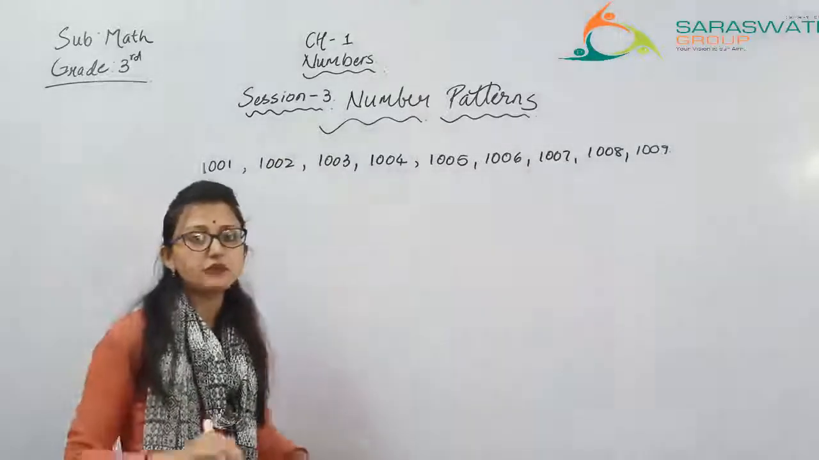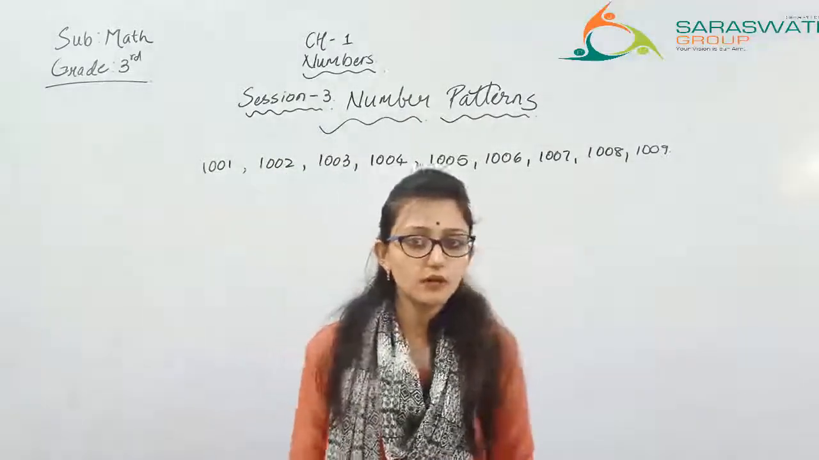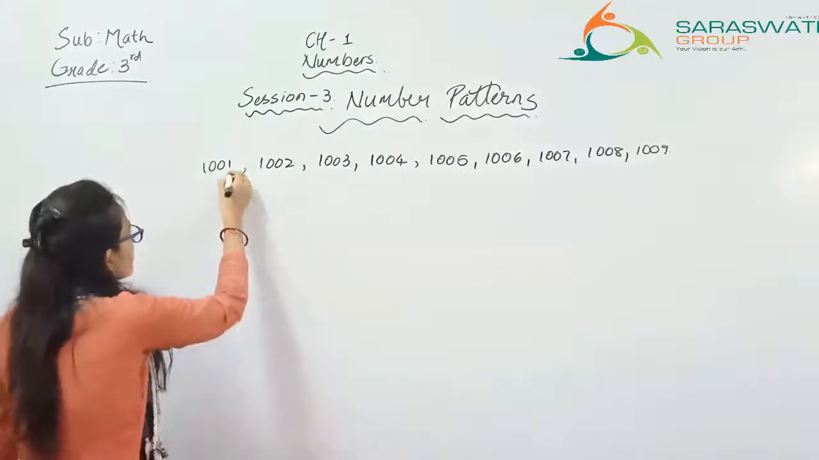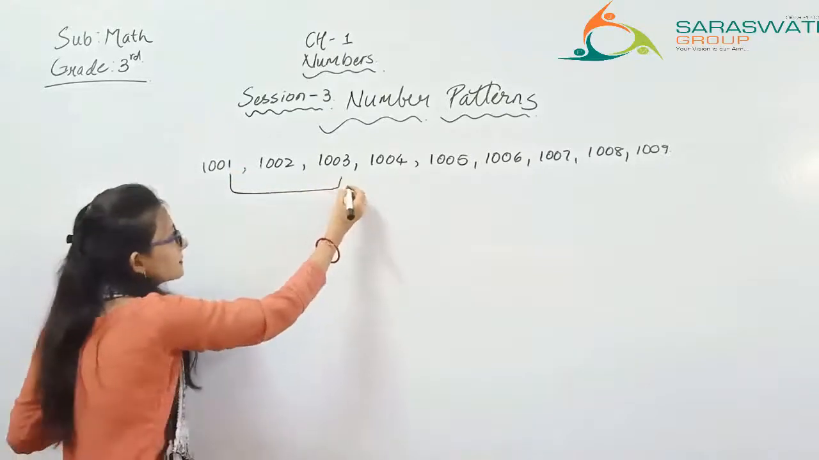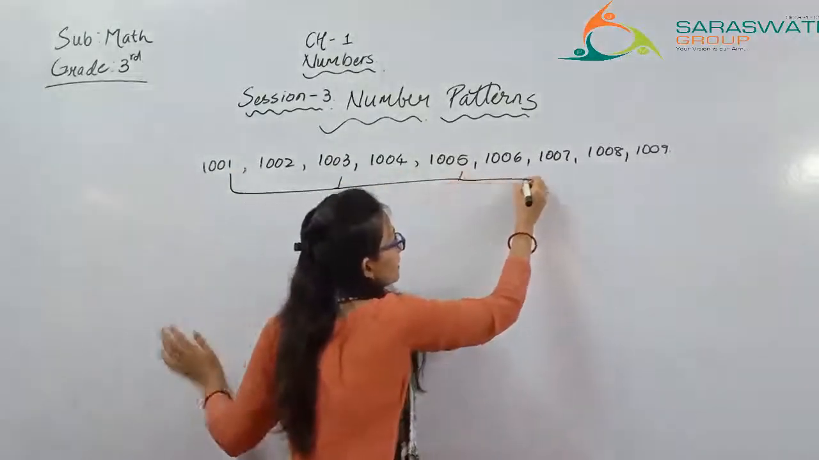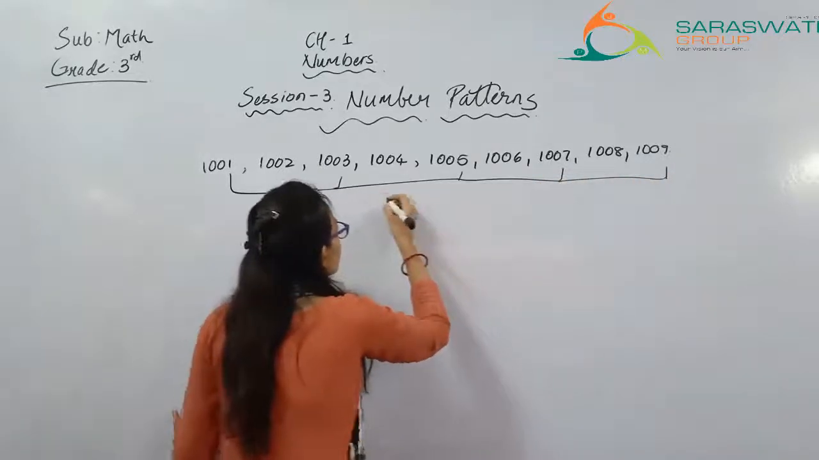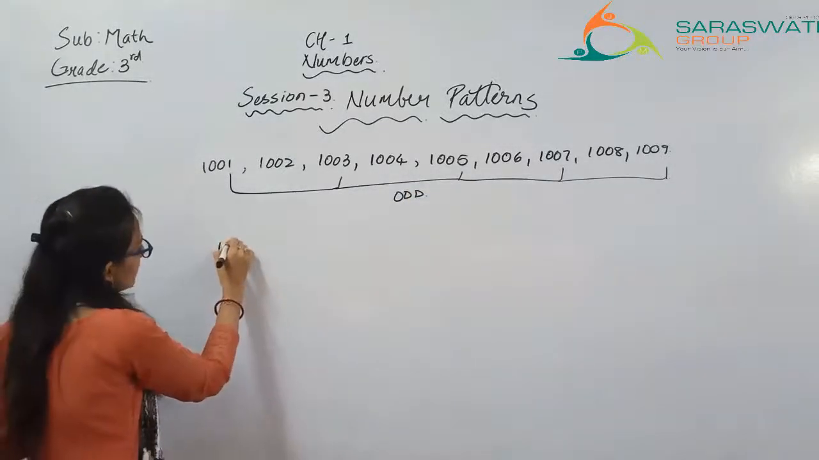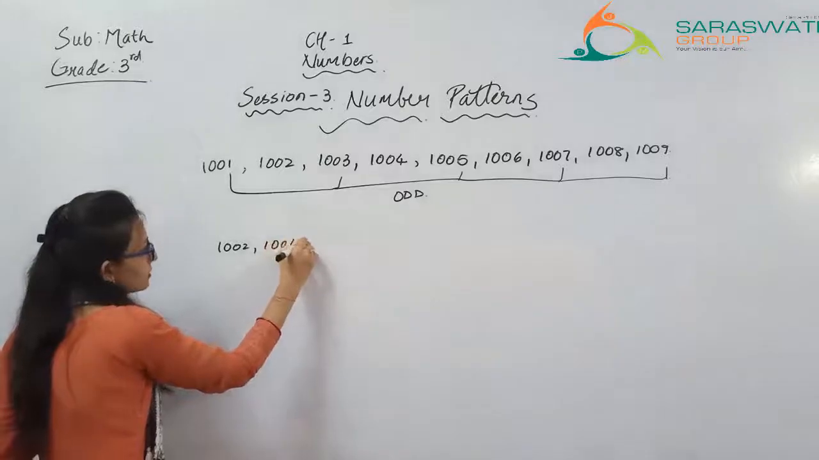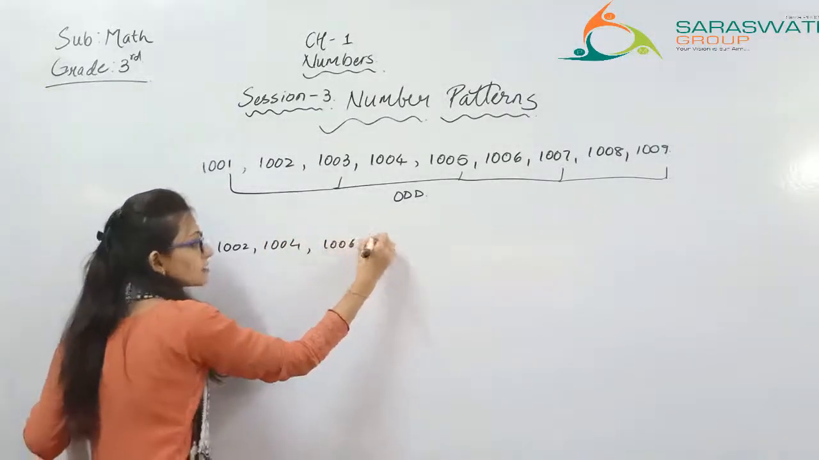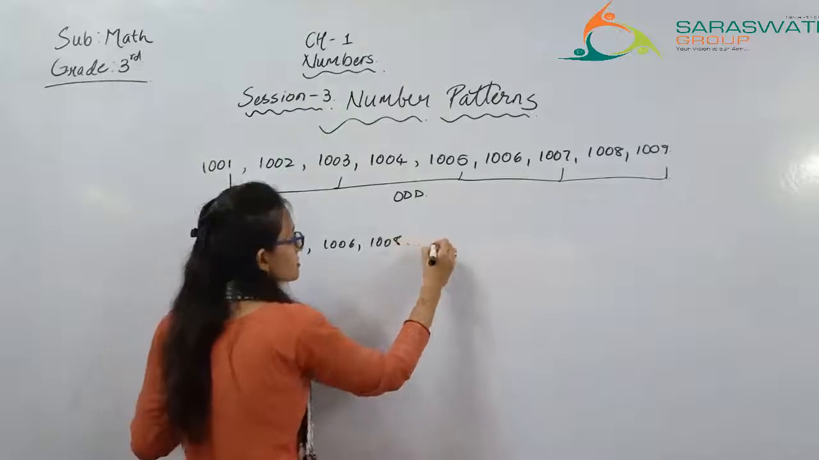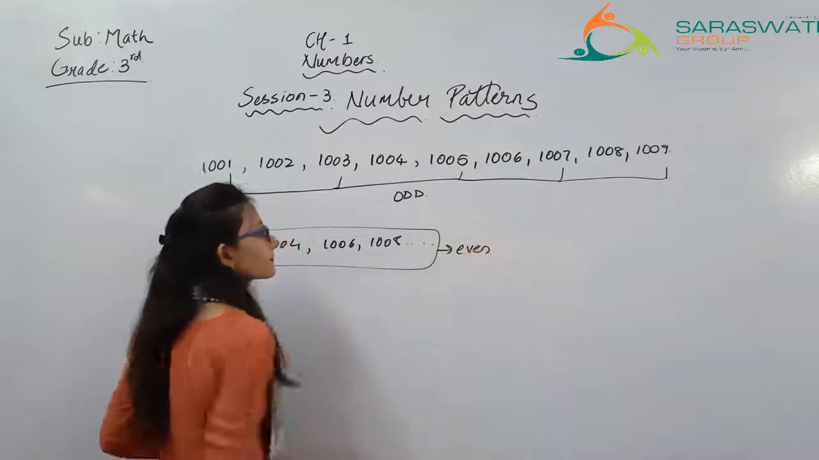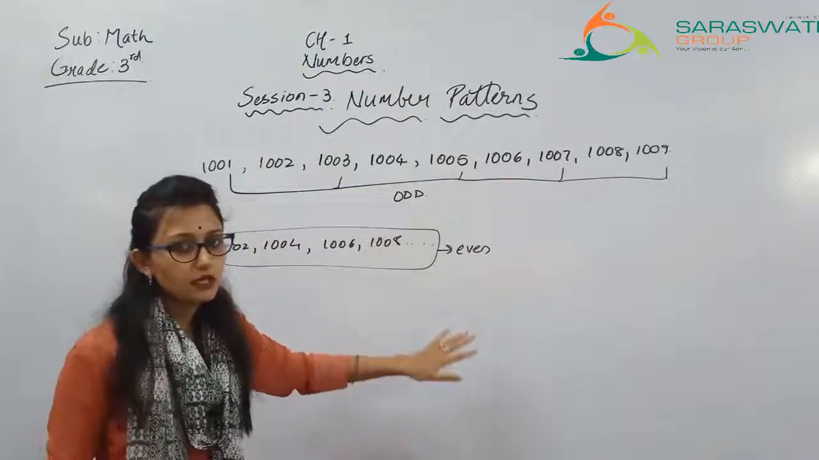So we have to identify which number is an odd number and which is an even number. So here 1001, 1003, 1005, 1007 and 1009 are the odd numbers, and 1002, 1004, 1006, 1008 and so on are the even numbers. These are the odd numbers, these are the even numbers.